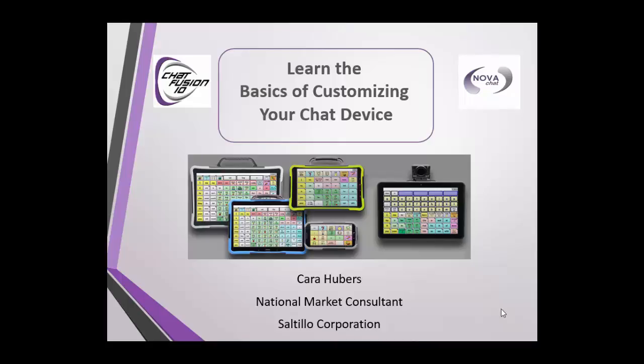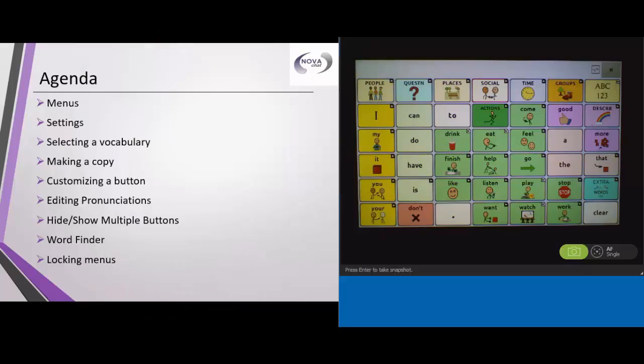Today we are going to learn the basics of customizing your device. On our agenda today, we'll be covering menus, settings, selecting a vocabulary and making a copy of it, customizing a button and editing pronunciations, hiding and showing multiple buttons. We'll talk about Word Finder and also how to lock menus.